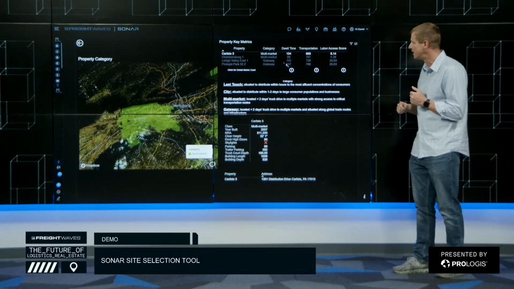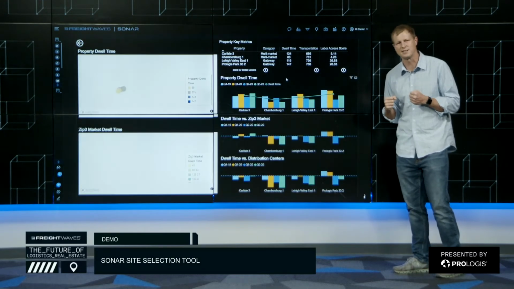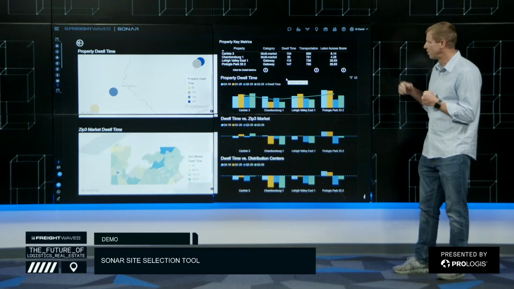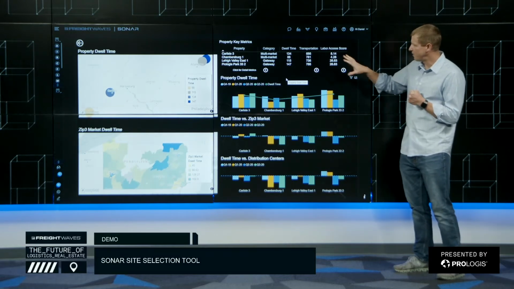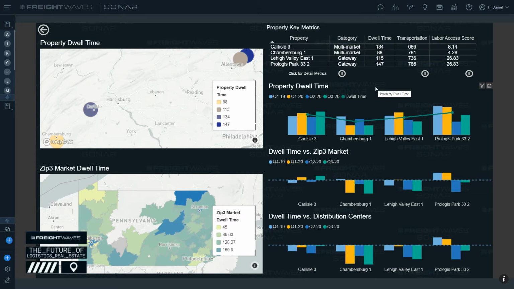Let's go ahead and click on dwell time and get going with some of the deeper analytics that are involved with this tool. So dwell time map. We've got basically an outline. You can see your markets over there on the map. You're going to have them color-coded to tell you exactly which markets have the dwell time. 88 over there in the Carlisle 3 map.